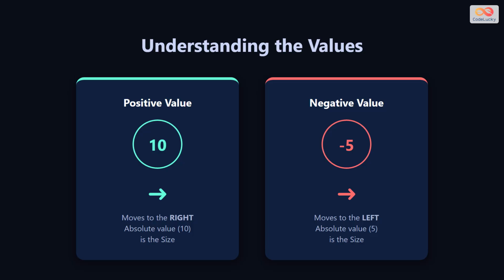The values give us two pieces of information. First, the absolute value represents the size of the asteroid. Second, the sign represents the direction. A positive number, like 10, means the asteroid moves to the right. A negative number, like -5, means it moves to the left.